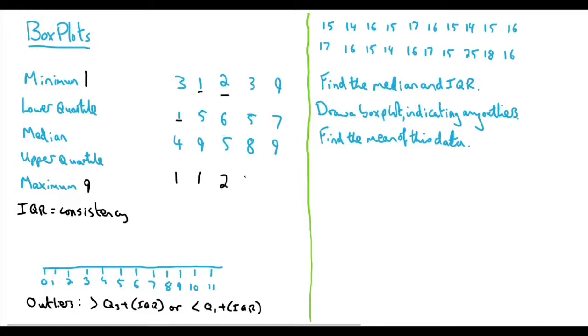Then 2, 3, 3, 4, 5, 5, 5, 6, 7, 8, and then 9, 9, 9. From here, what we can do is try to find the median. In this case, since there are 15 numbers, it's an odd number.